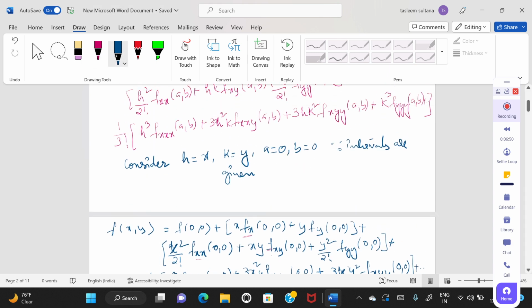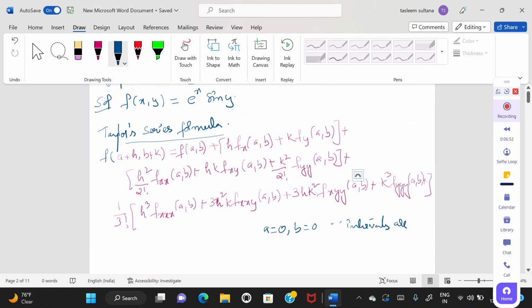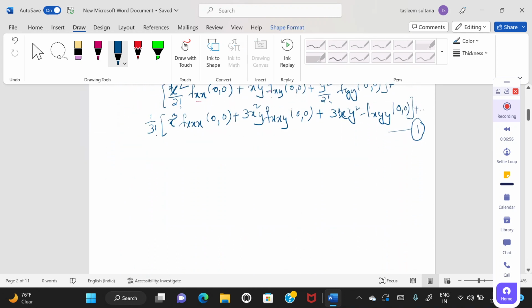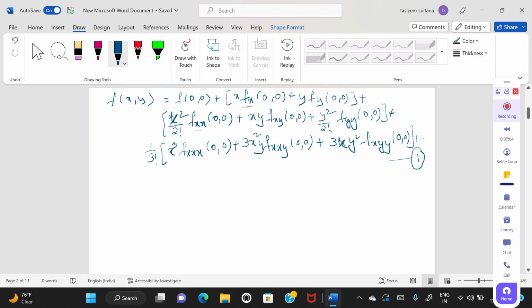Yes, ma'am. Our given function is e power x into sine y. Yes, ma'am. Ma'am, the f x y y. Hmm. Ma'am, we can just take f double differentiated with y, and then just wait. I will show you.